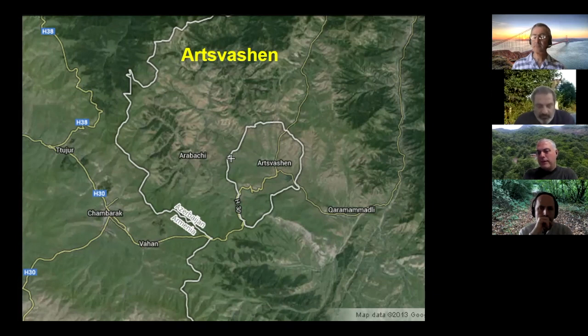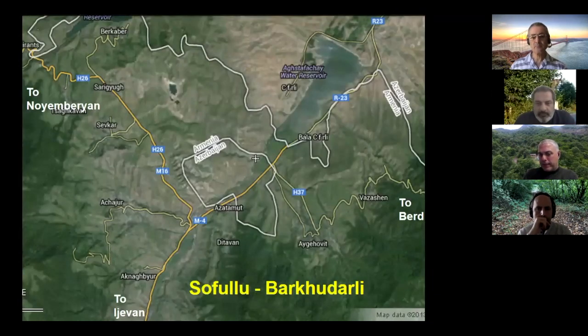During the first year of the war, I think it was in 1992, we had to leave this area because it was very dangerous. It was surrounded by Azerbaijanis. So this is the only enclave we have in Azerbaijan, while Azerbaijan has a couple of enclaves, these are 2 villages called Sofulu and Barkhudarli.